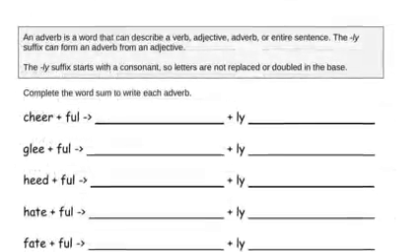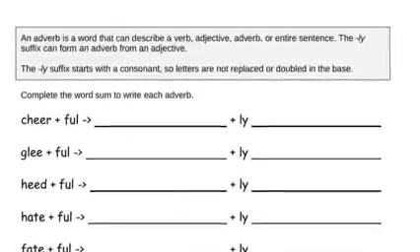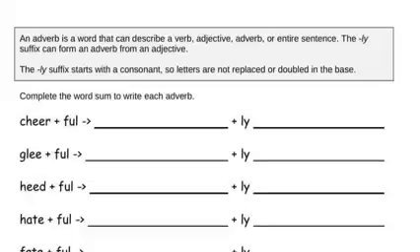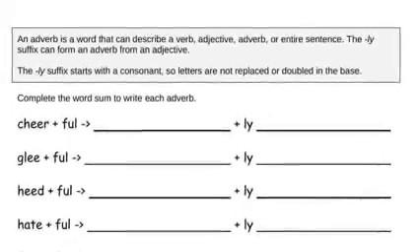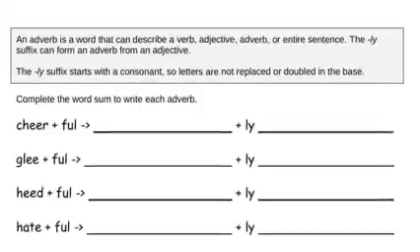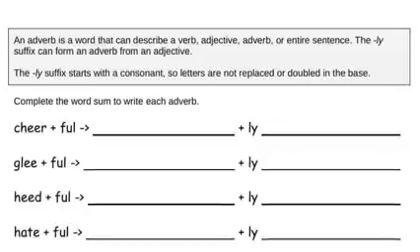In addition to teaching common English suffixes, Level 3 includes important spelling rules. For example, the ly suffix starts with a consonant, so letters are not replaced or doubled in the base. Only suffixes that start with a vowel cause doubling or replace a replaceable e.